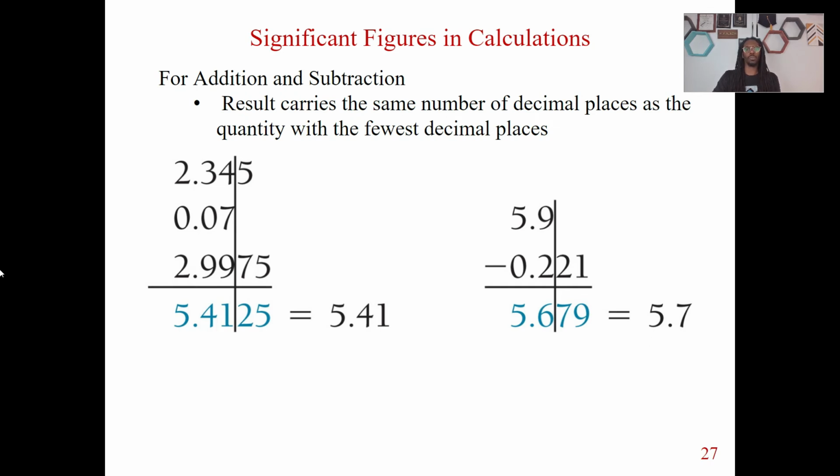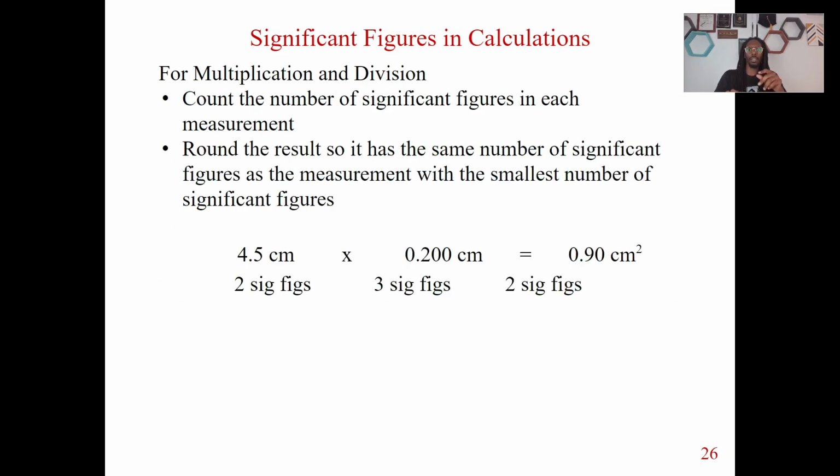Okay, so these are 2 key things we want to understand here. For adding and subtracting, you're going to want to know that you need to have the fewest decimal places as your final answer. For multiplying and dividing, you're going to need to understand that you want the smallest number of significant figures. Okay, 2 different things there.